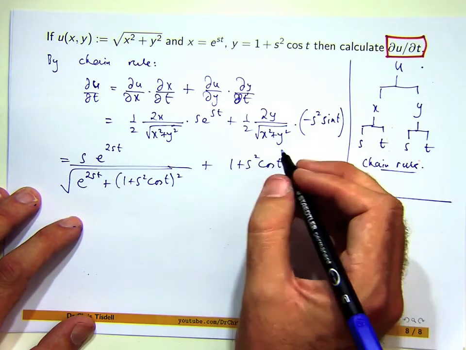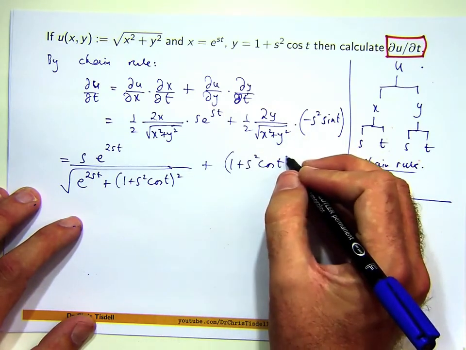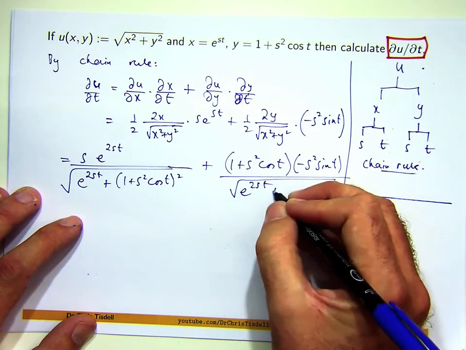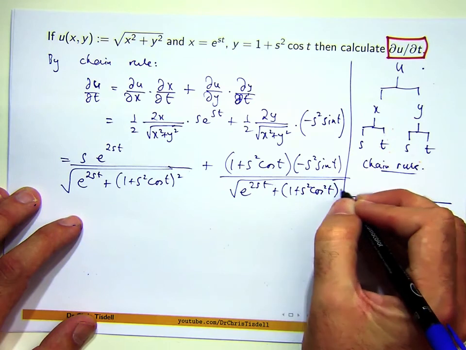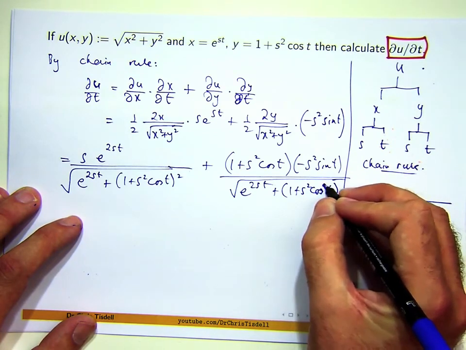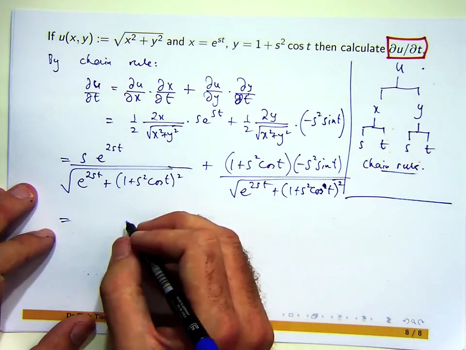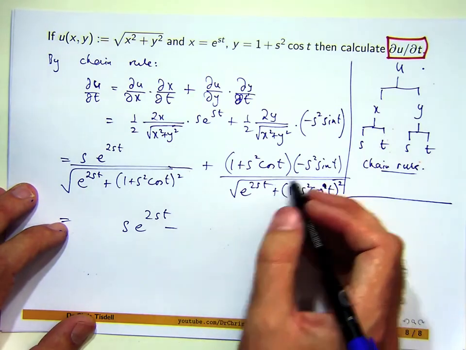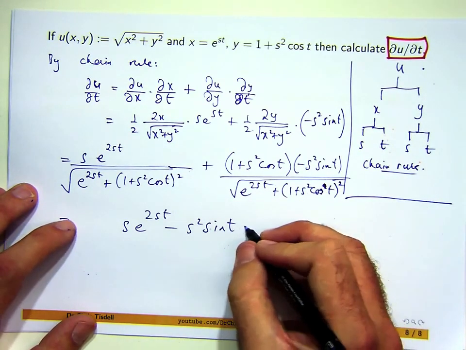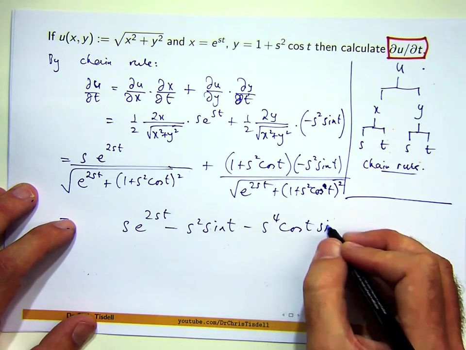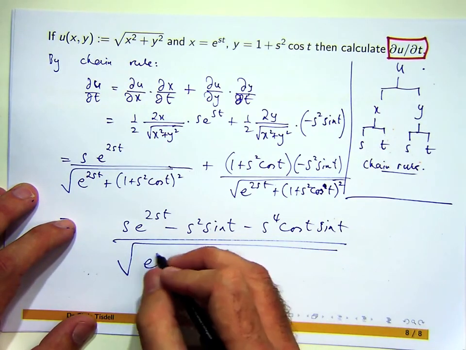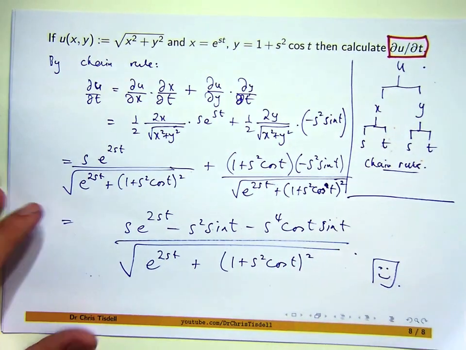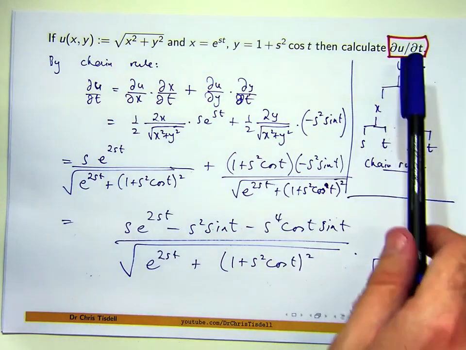I can fix that up in a minute. Oops, sorry. That's just plain old cos t in there. The square's up there. If I wanted to put it all under one common denominator, I'm going to get this. Done. So a good exercise now would be for you to calculate du ds.